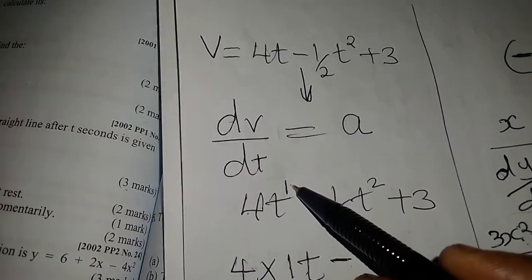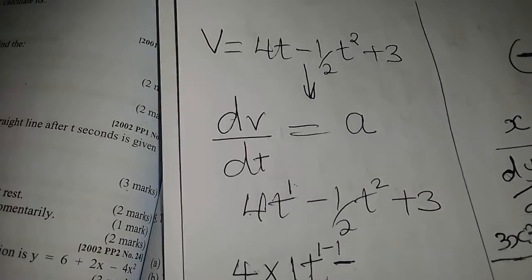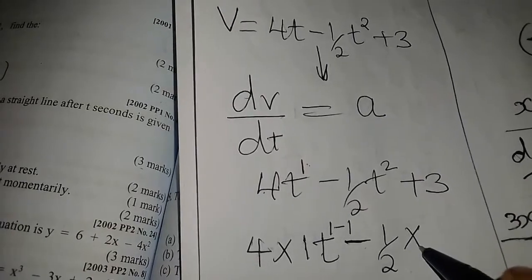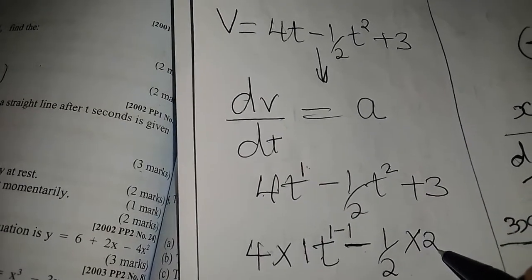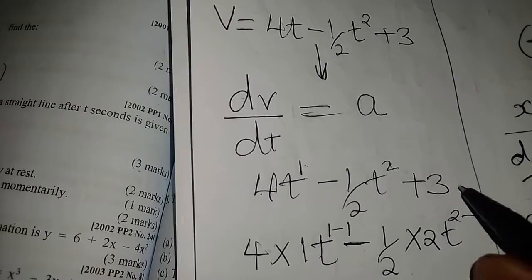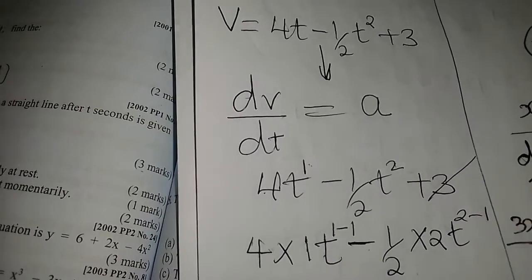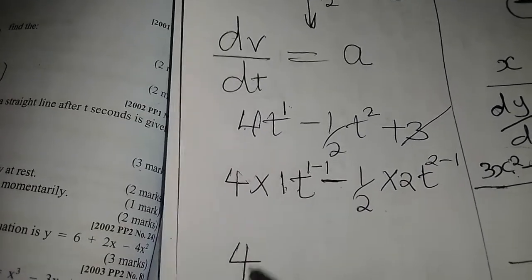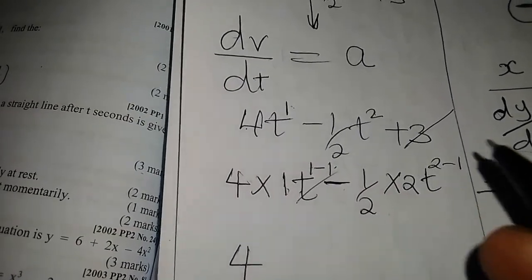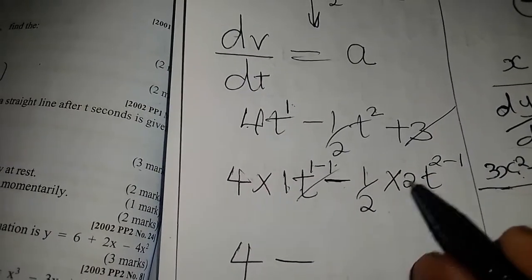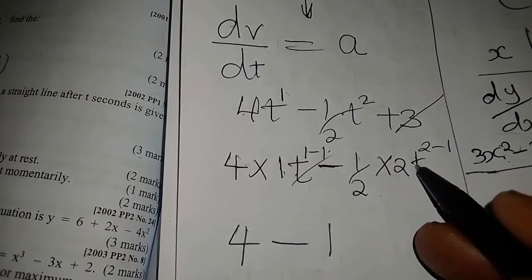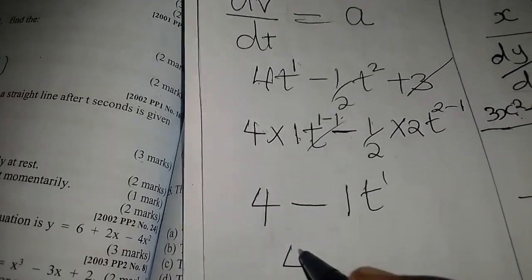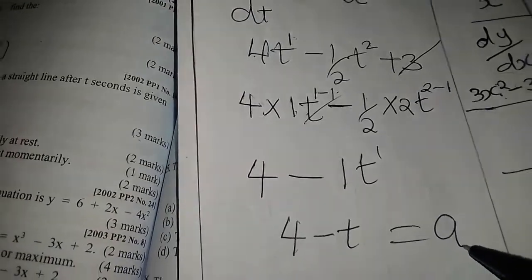Then I reduce the power by 1, so I'm going to say 1 minus 1. Then I'll say minus a half times, the power is 2. Then I reduce the power by 1. If this is a constant, it gets dropped. It has no business getting included in our working. So 4 times 1 is 4, then 1 minus 1 is 0, so the t disappears. So we'll come here and say minus a half times 2 is actually 1, then t to the power 2 minus 1 is actually 1. So my final equation will be 4 minus t is equal to a.